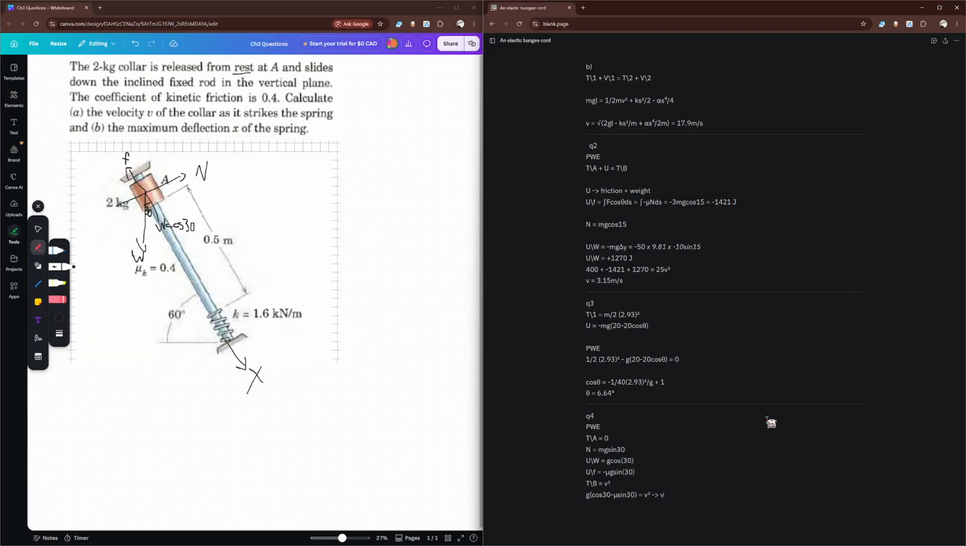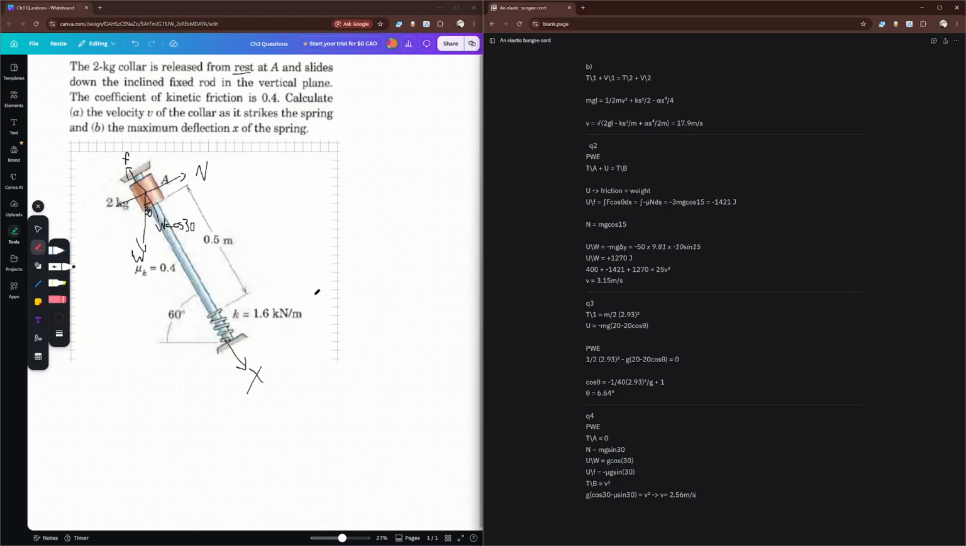v is equal to 2.56 meters per second, right? Because g cosine 30 minus mu g sine 30 is, and then we square root it. Very nice. So that is from A to B. We got our velocity at B.